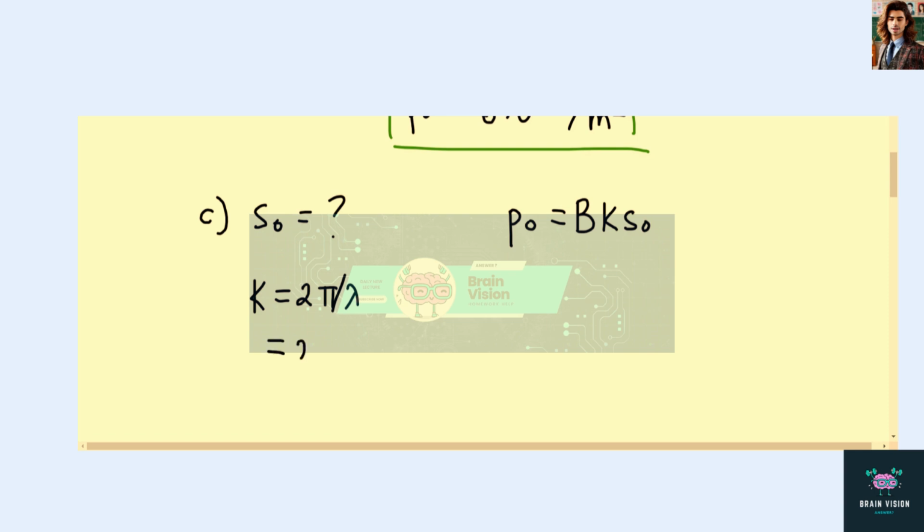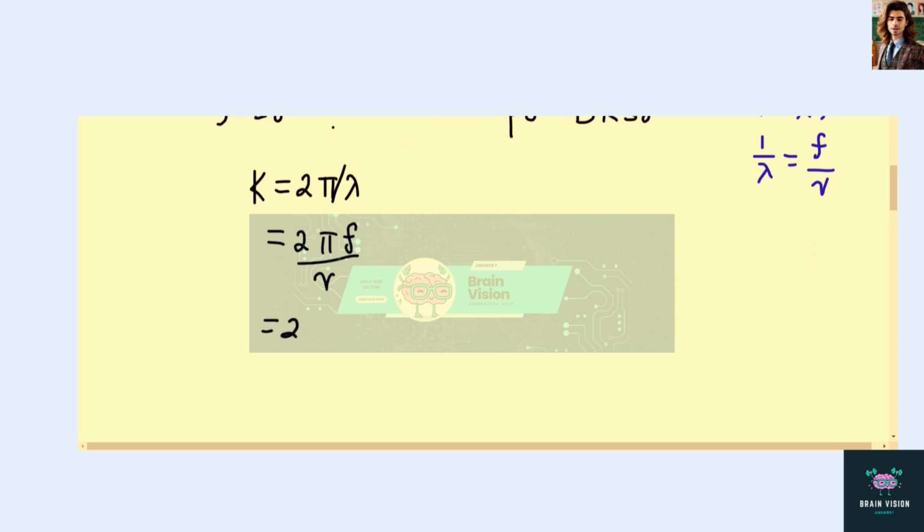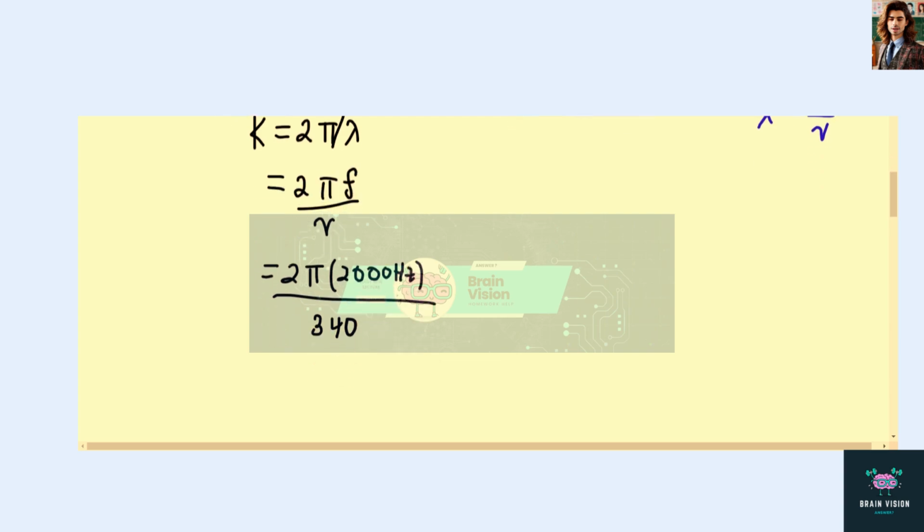We don't know the wavelength, so I'm going to rewrite that in terms of the speed and the frequency. We know that v is equal to lambda f. We're trying to replace 1 over lambda, because lambda's on the bottom right now, so we can divide by lambda. It's going to be f over v. That's going to be our wave number. Once we get that, I will show you how to find the bulk modulus as well. The frequency is 2000 and the speed is 340. Let's do that calculation. So we get a wave number of about 37.